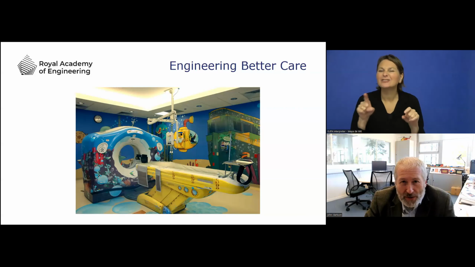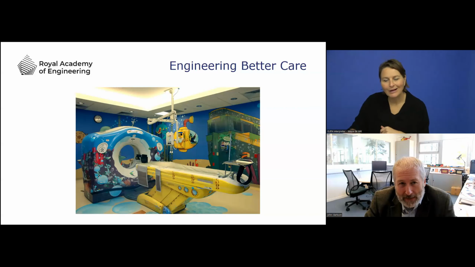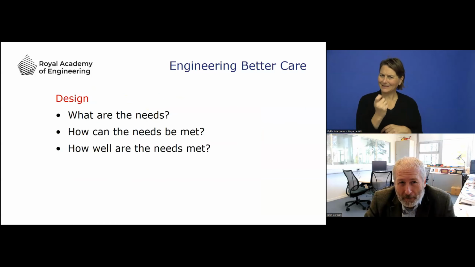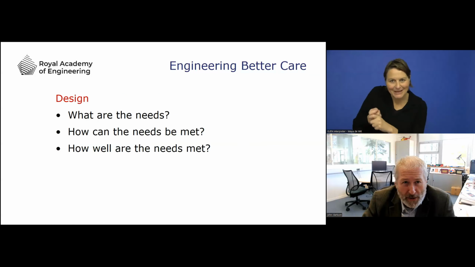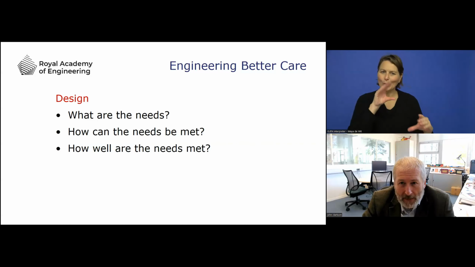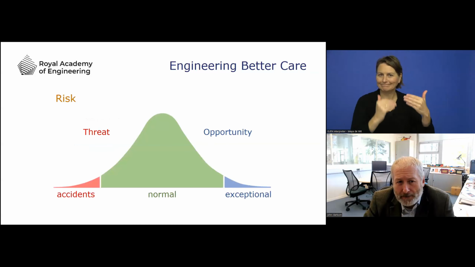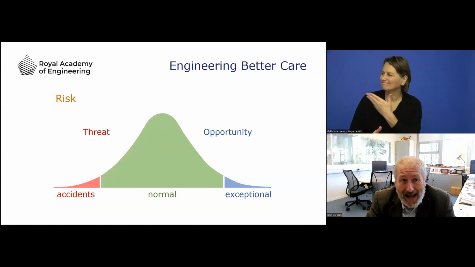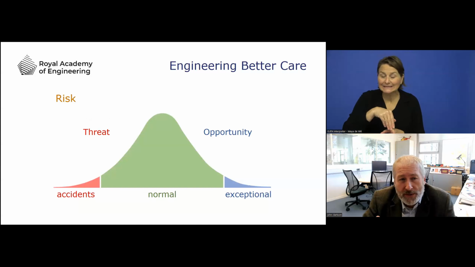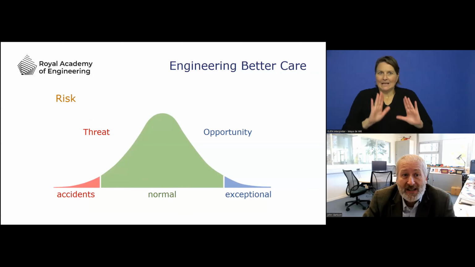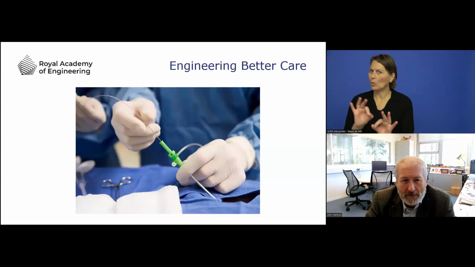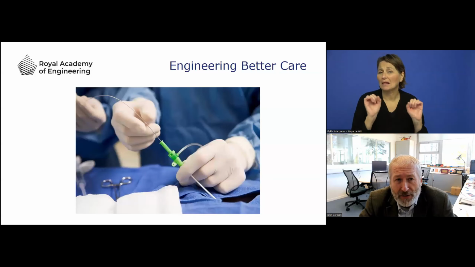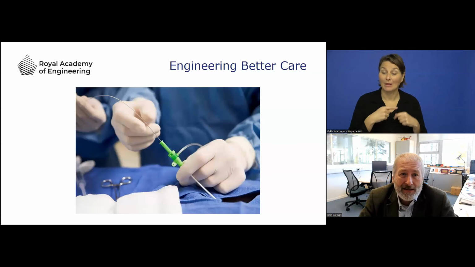And what are the questions from the design point of view? Well, maybe no surprise, what are the needs? How can the needs be met? How well are the needs met? The questions from inclusive design. When we think about then risk, we're trying to avoid accidents, but we're also trying to learn from what we do that is exceptional. And again, we can apply that to simple things, maybe like putting a line, a central line into a person in theatre.